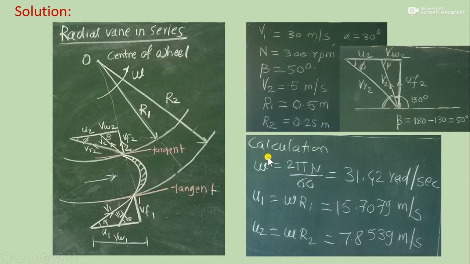Okay. Now let us first calculate omega, that is angular velocity, equal to 2 pi N by 60. Putting the value of N, we get angular velocity in radian per second. Now use this angular velocity to calculate u1 and u2. How? u1 is equal to omega r1 and u2 is equal to omega r2. So you will get u1 and u2 in meter per second.